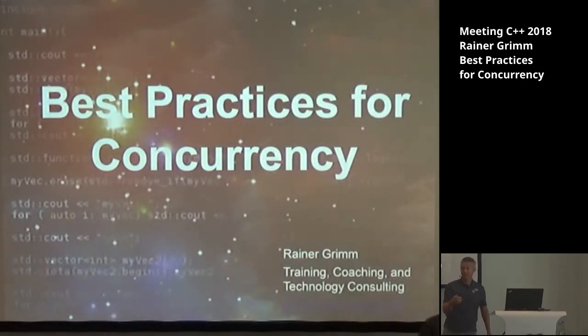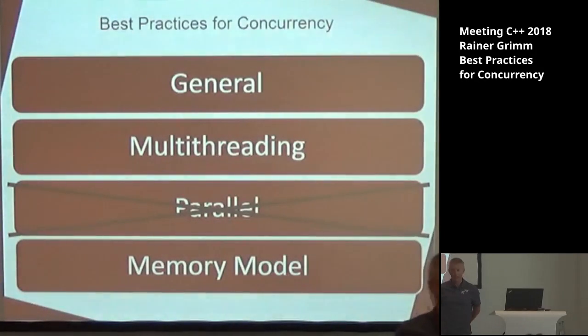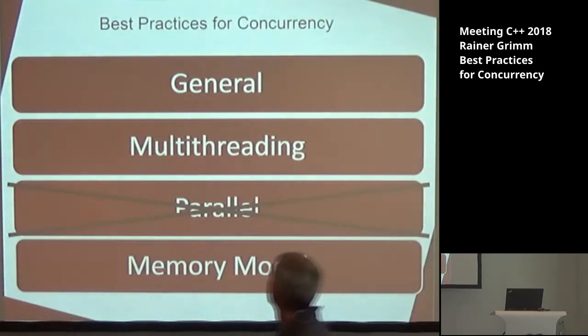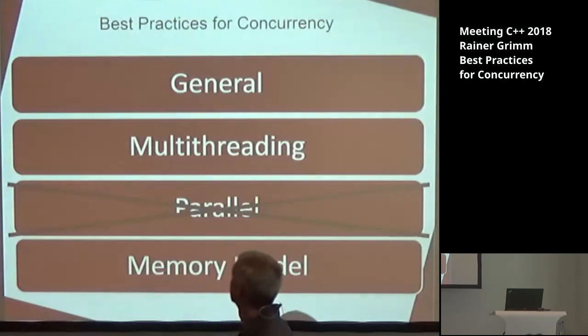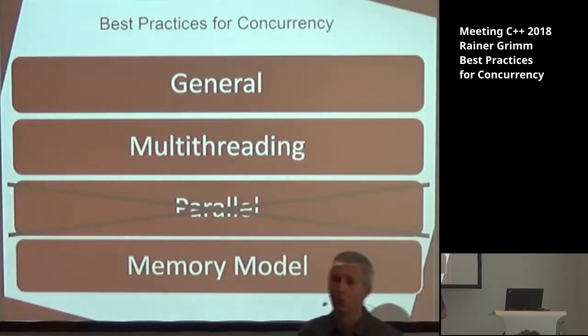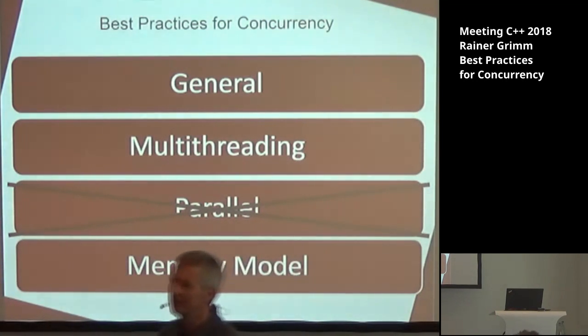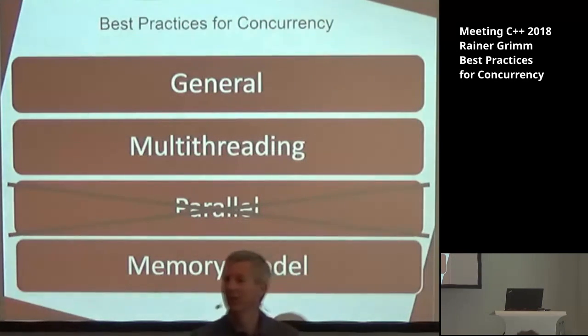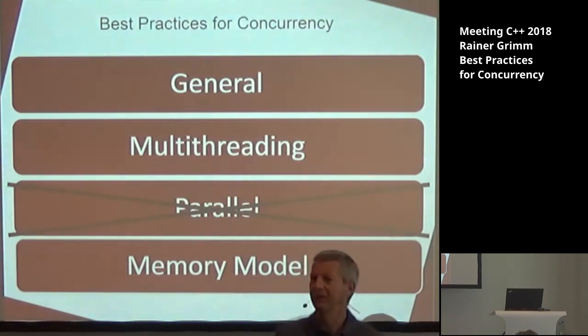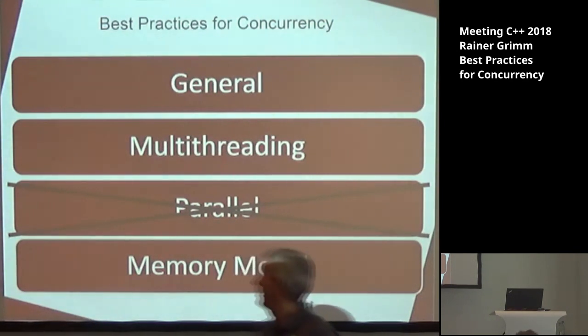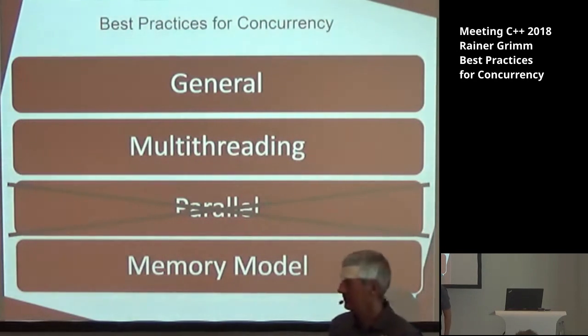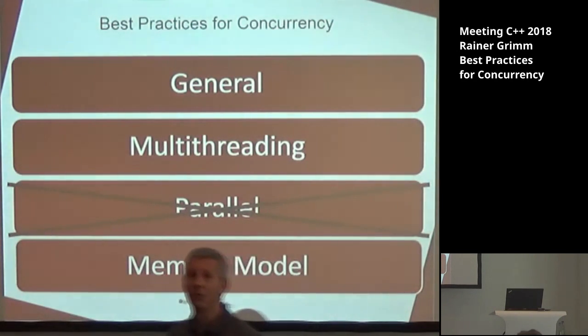Okay, best practices for concurrency. These are my 4 topics. General remarks, what is multi-threading specific, meaning C++ specific. I cannot tell much about parallelism because it's not available in C++, so there's no best practice until now. And at the end, a little bit about the memory model, which is kind of scary.